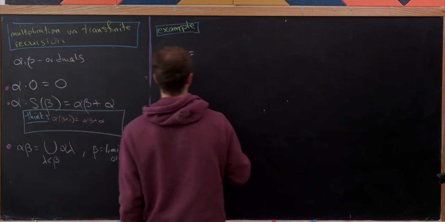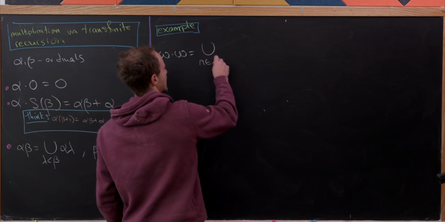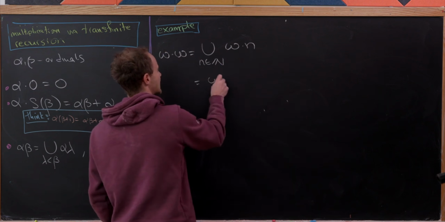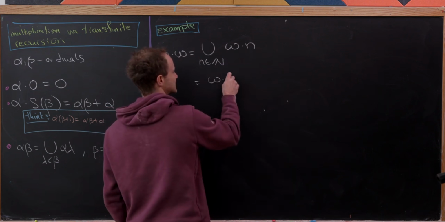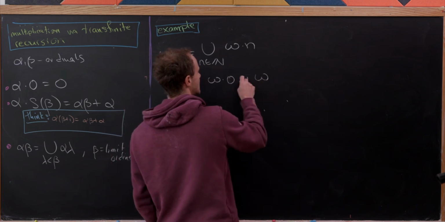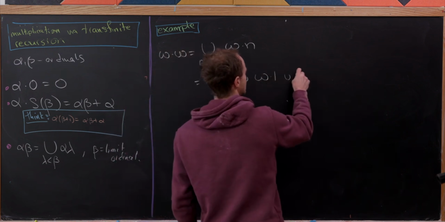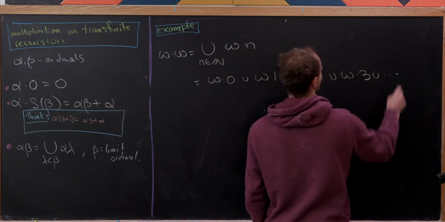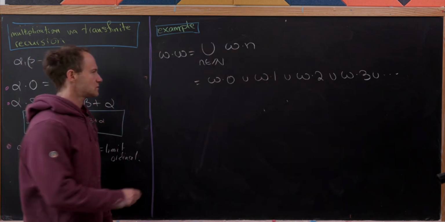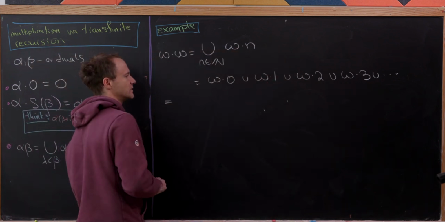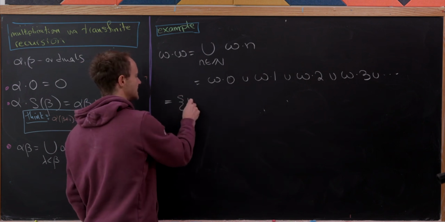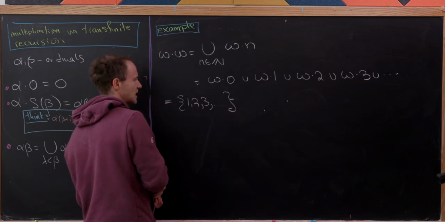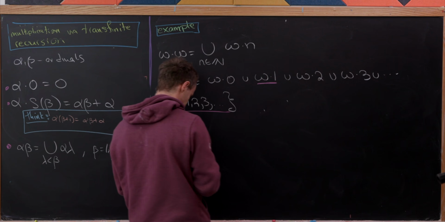So since that's a limit ordinal, that's going to be the union over all natural numbers n of omega times n. So here we have omega times 0, union omega times 1, union omega times 2, union omega times 3, and so on and so forth. So let's write each of these out. So omega times 0 is 0. Omega is, well, the set containing all natural numbers. So that's that. Let's maybe color code this so we can see where all of these are coming from.